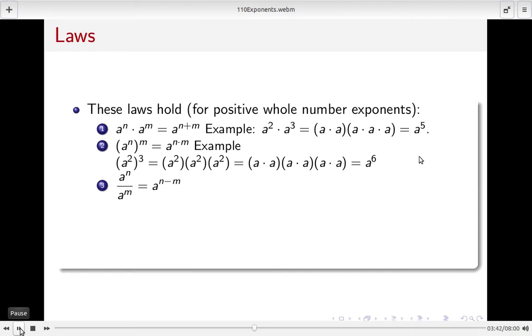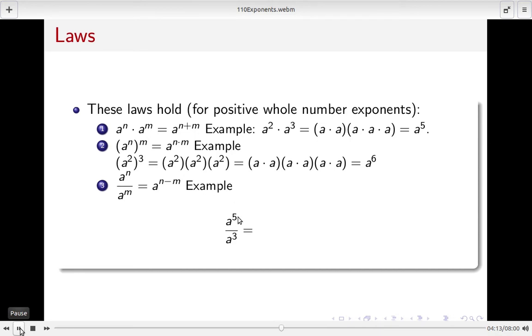The final law that we will be looking at in this video is what you can do if you have two powers of a divided, a to the n divided by a to the m. In this situation, you can subtract exponents. A to the n over a to the m can be rewritten as a to the n minus m. Another simple example will show us why this is true.